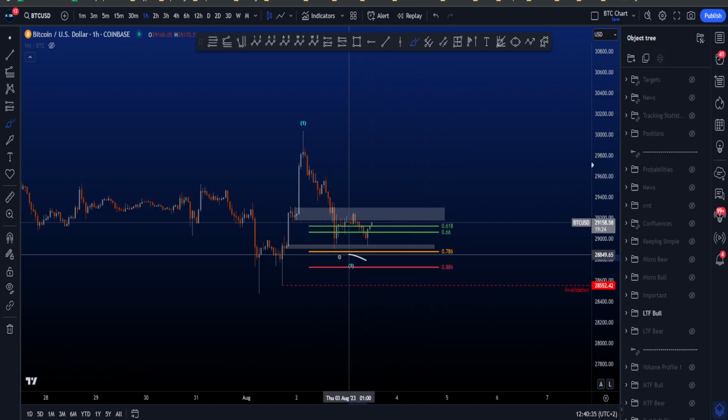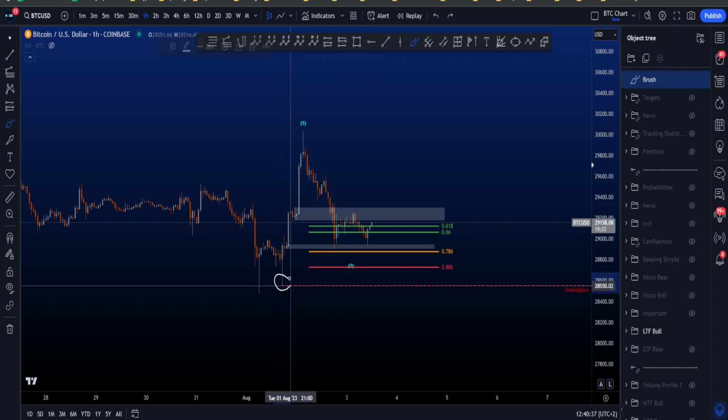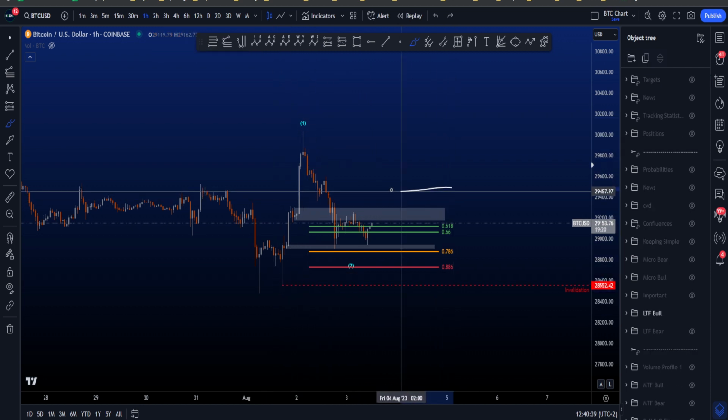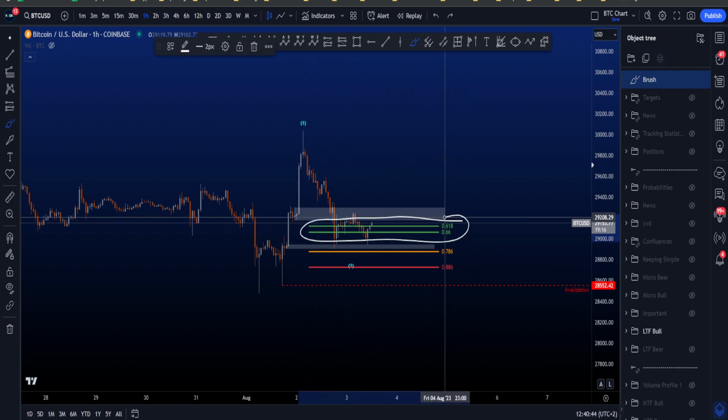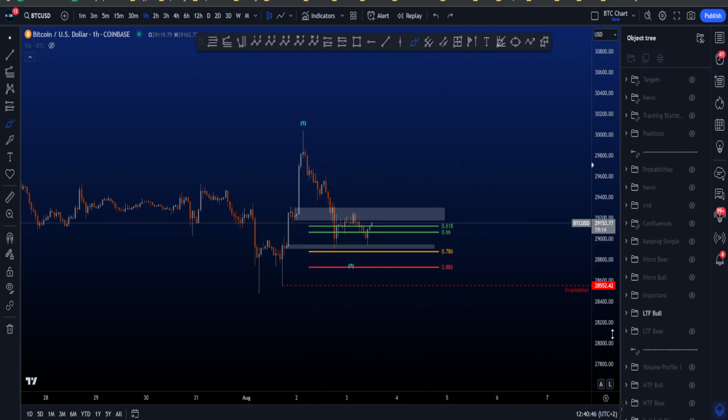Most common targets for a wave 2 retracement are pulled from the low to the high of 1 and are between the 0.5 and the 0.786. And as you can see, price is hanging around the golden pocket over here as well as the 0.786.